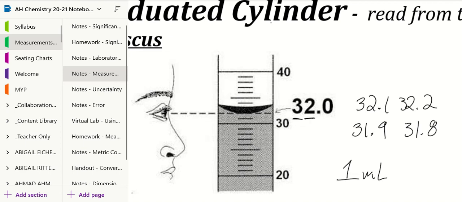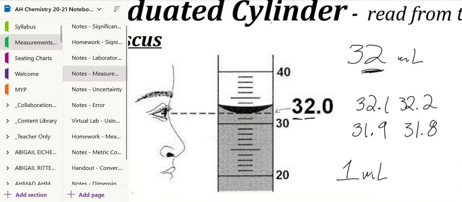What would not be an acceptable answer is 32 milliliters. Why? You did not include for this measuring tool the estimated digit. So when another person looks at your measured value of 32, what do they think the estimated digit is? The 2. Are you estimating the 2? No, you can read the 2.